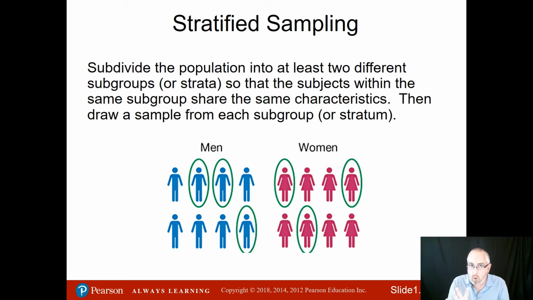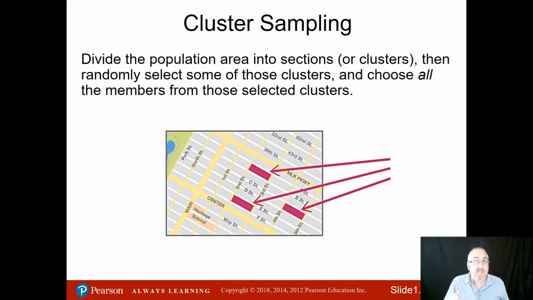So hold on to this for a second and let's read what the next one looks like. The next one is cluster. Cluster says to divide the population into sections or clusters, then randomly select some of those clusters and choose all of the members from those selected clusters. Okay, so let's take a look at your notes.